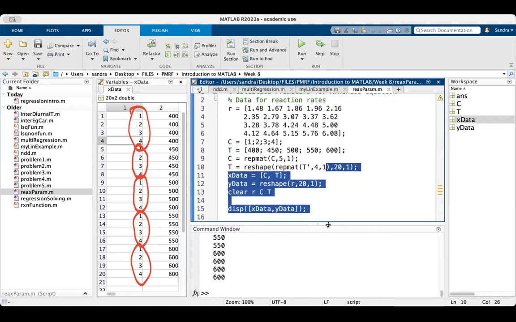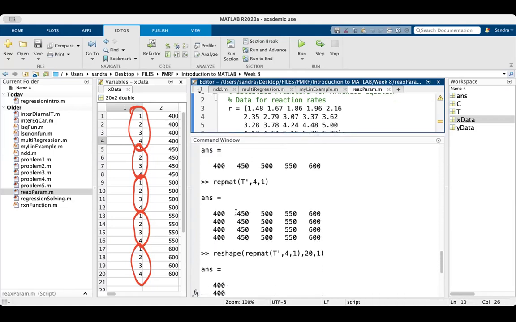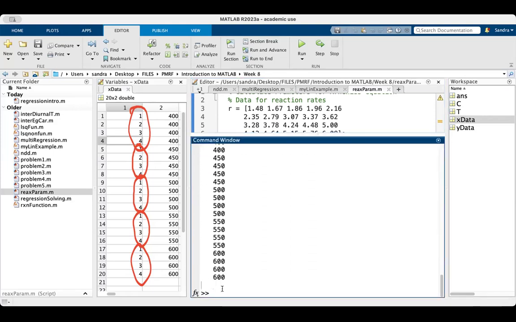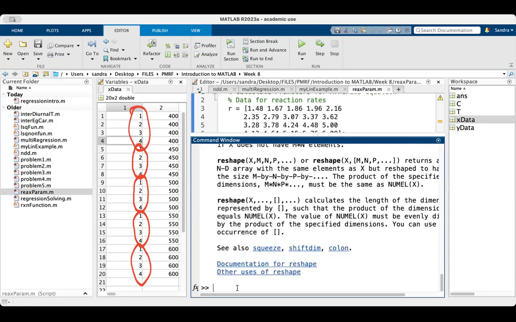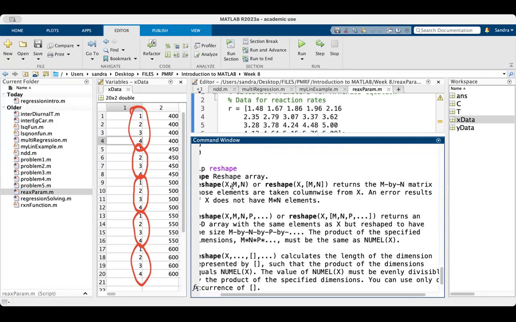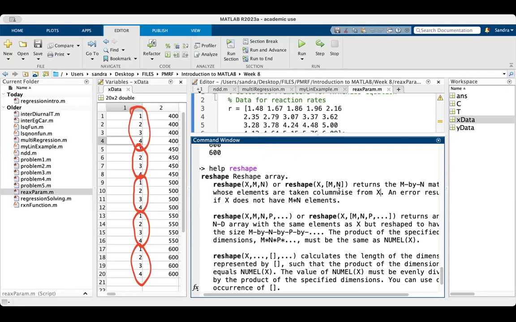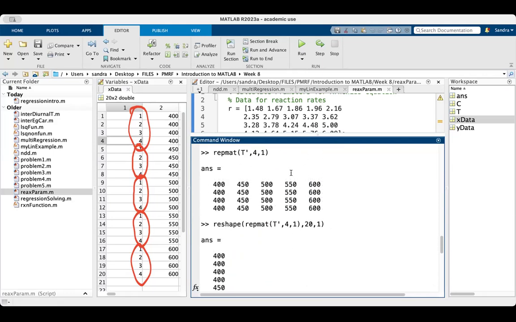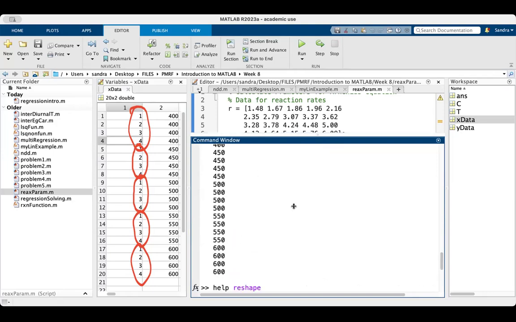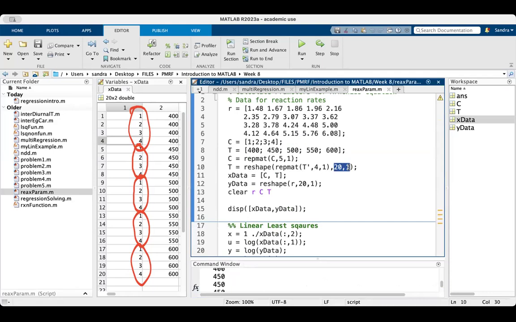So when I reshape it, this whole 400, 450 matrix will be reshaped like this. If you want to know how reshape works, you can just type help reshape, you'll understand. It has certain rules by which it goes. If you are reshaping x with m comma n, it will return an m by n matrix whose elements are taken column wise. Column wise means this is your first column, 400, 400, 400. Next column will be 450, 450, 450, then 500, 500, 500. So it will be repeated like this. And finally, as said in the question, I will be getting a 20 row, 1 column matrix.